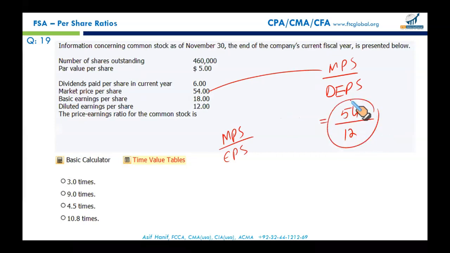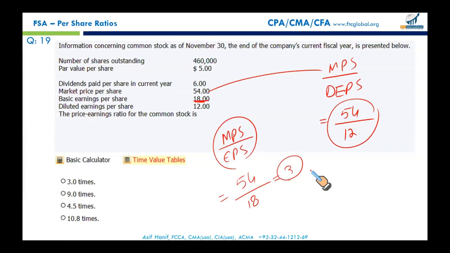If you are doing CMA, Vikas, absolutely right, excellent. For CMA, you will divide the market price per share by the basic earning per share. So 54 by 18 is 3. That's explicitly what I told you during our class, that the analysts in the stock market prefer diluted earning per share. It is more relevant, market price per share over diluted earning per share.